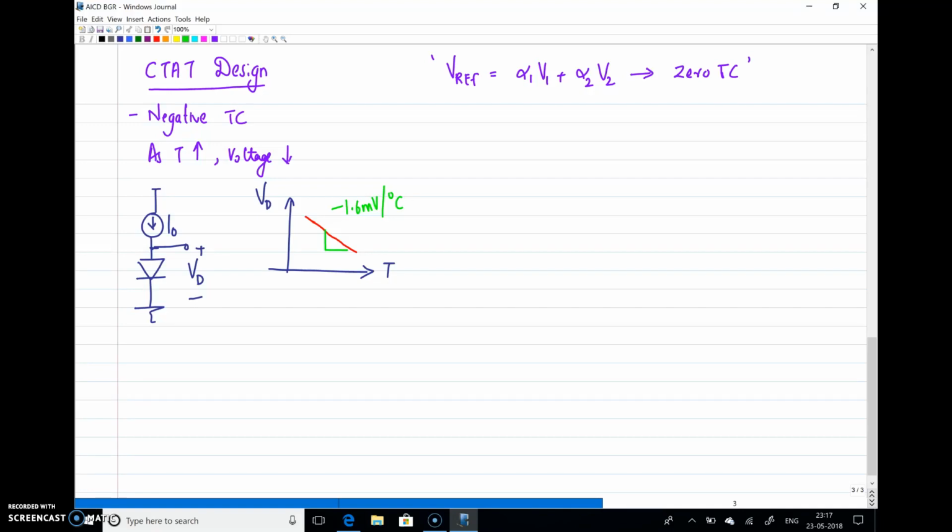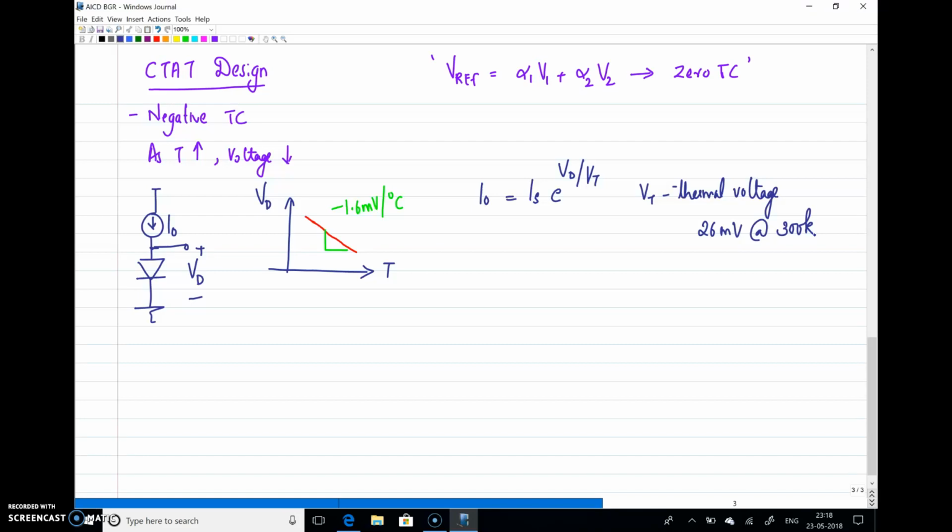Now the question is why this diode is showing a CTAT behavior. If you look at the diode current equation, I0 is the current flowing through the diode. When I write that current equation, I0 is equal to Is into e to the power Vd by Vt, or sometimes we write it as eta Vt, where this Vt is actually the thermal voltage. So there is some temperature dependency. We know that Vt is 26 millivolt at 300 Kelvin.